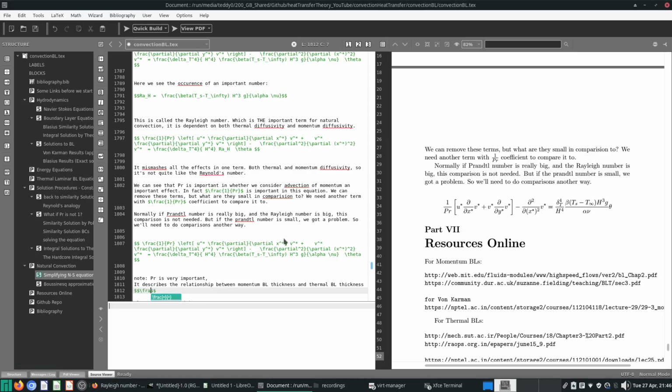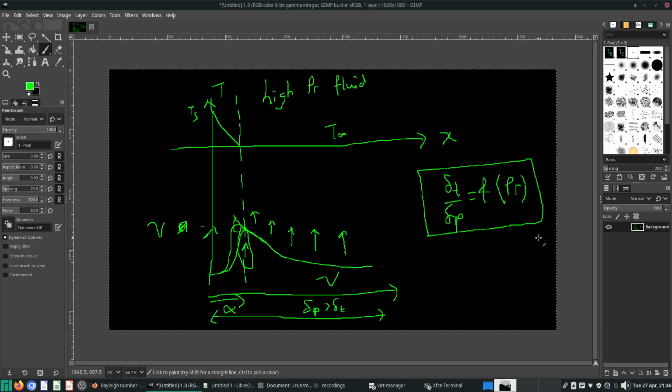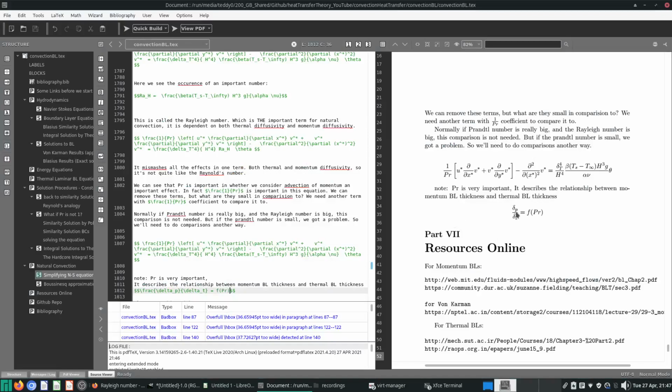So delta P over delta T equals some function of the Prandtl number. The larger the Prandtl number, the larger the momentum thickness. Of course, I didn't say what the function is. We can just swap it around and it would carry the same meaning. It's just that I put the momentum boundary layer thickness on top, because with increasing Prandtl number, you should have an increasing ratio of the boundary layer thickness.